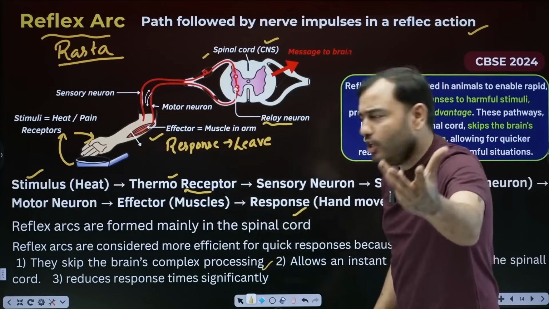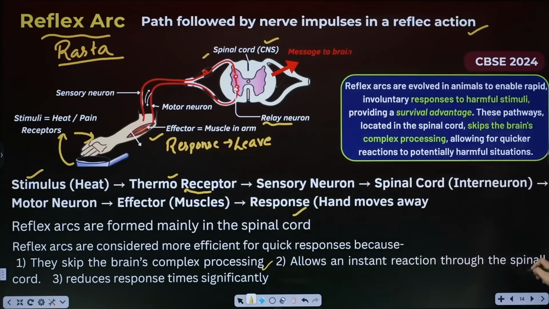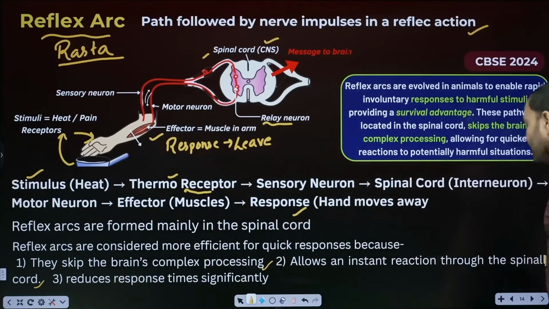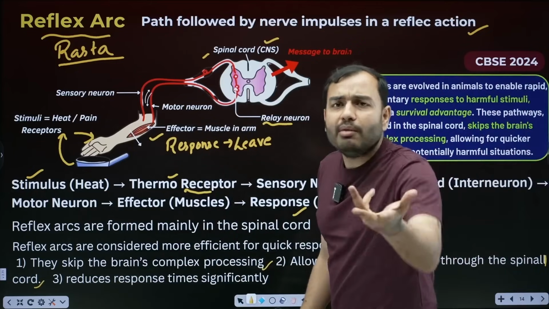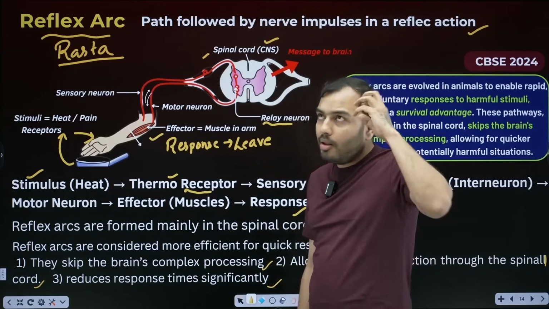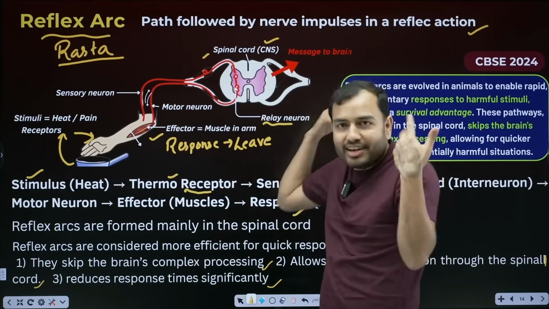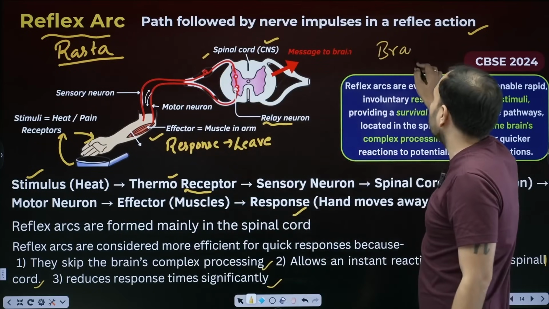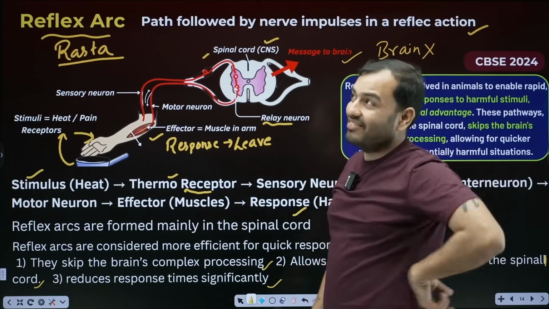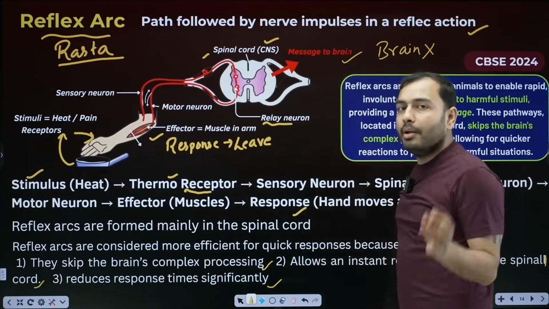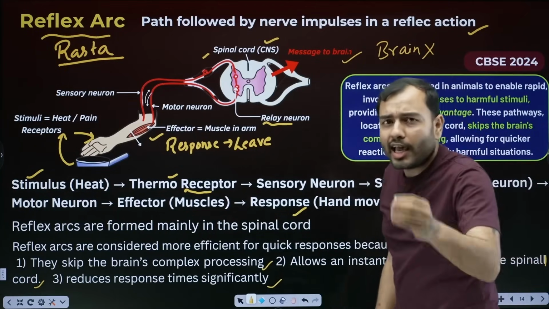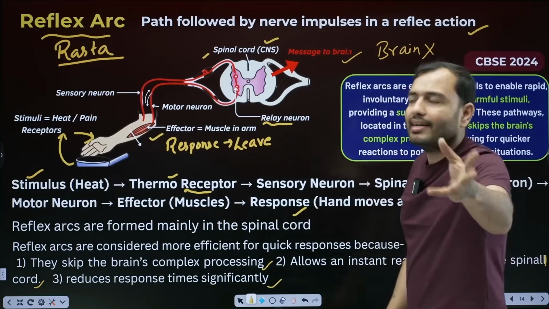Second, it happens instantly. It allows an instant reaction through the spinal cord. Third, it reduces the response time significantly. It happens quickly. Remember 3 advantages. First, the brain complexity is not involved. The brain is nowhere a part of the reflex arc. What do they send to the brain? They send a signal that this happened. Like when a father enters home, Papa, today I fixed a well, Papa, very good. Same message, the brain is not involved. So brain complexity is over, the brain is not in the decision. Second is instant response. Third is reduced response time.